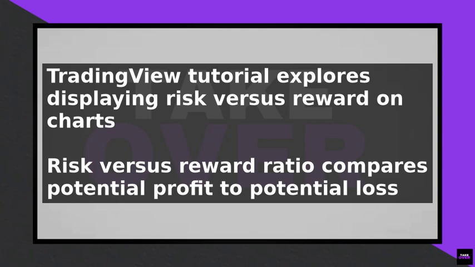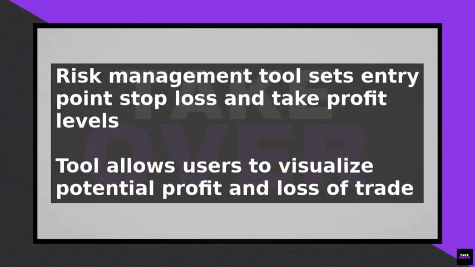To display risk versus reward on your TradingView chart, you need to use the risk management tool. This tool allows you to set the entry point, stop loss, and take profit levels of a trade. To access the risk management tool, click on the drawing tools icon on the top toolbar and select the risk management tool from the drop-down menu.